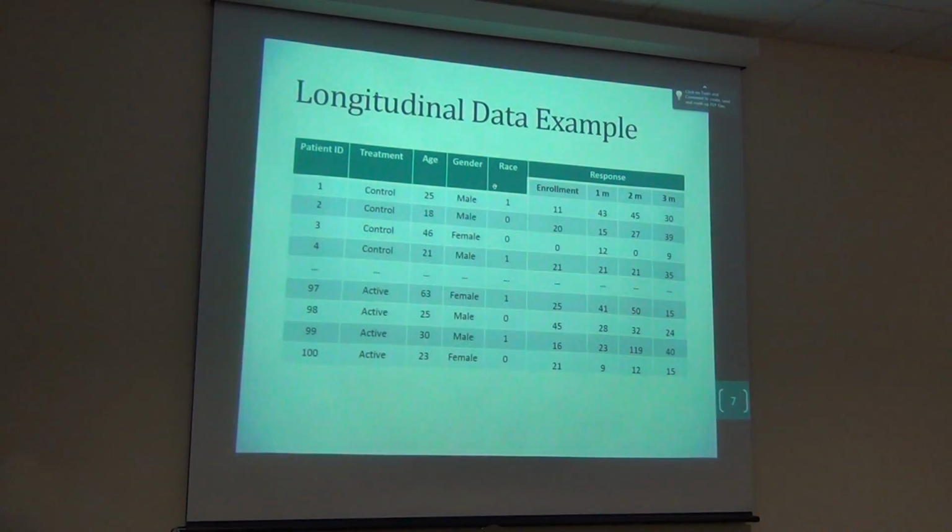And then the response of interest, in most longitudinal studies, you will want to measure that outcome or that measurement at the time of enrollment so that you can have some kind of baseline measure. So in this example, each patient has the response measured at enrollment, at 1 month after enrollment, at 2 months, and at 3 months. So each subject will have 4 different measurements. And you want to make sure that every single subject will have all 4 measurements at these different time points.